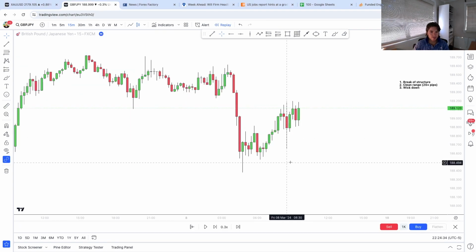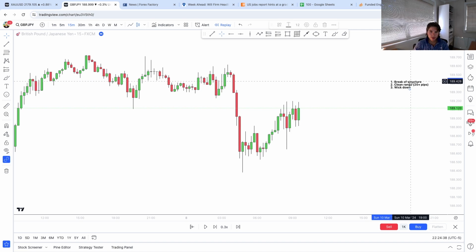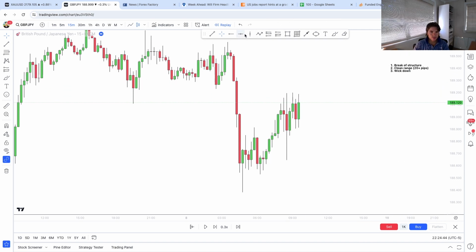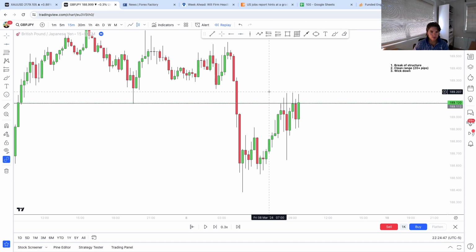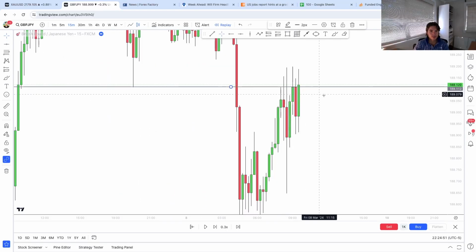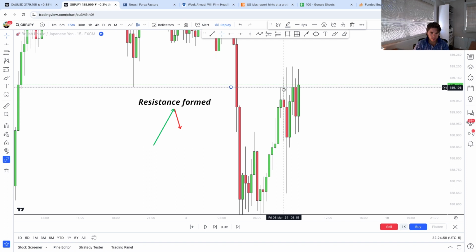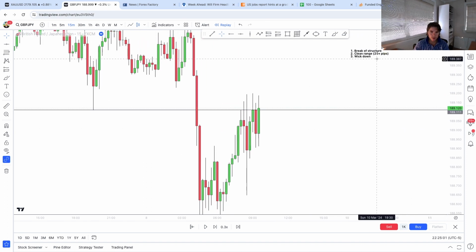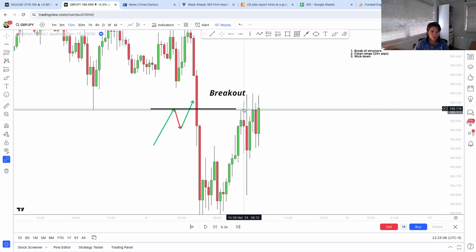So if we have a look at this 15-minute time frame, if we think about the first step, break of structure, first of all, we can identify a level of resistance right here at 189.120 because this 15-minute closed bullish, the next one closed bearish, and we created an area of resistance. So that is step 1. We have broken our structure because the next candle closes above that level of resistance.